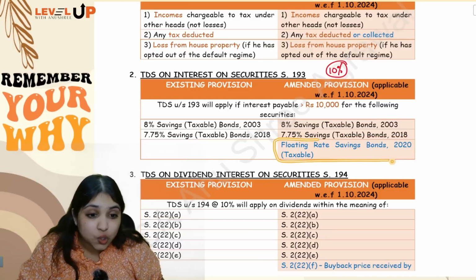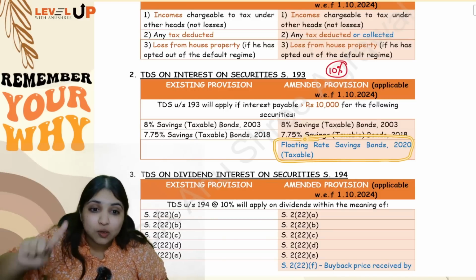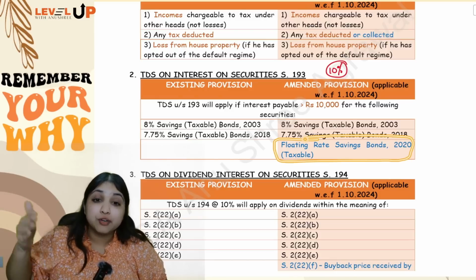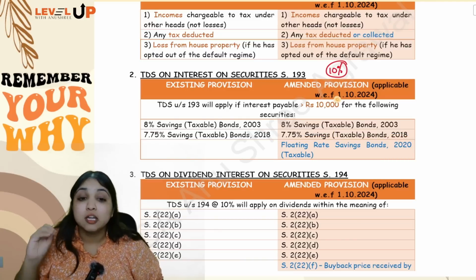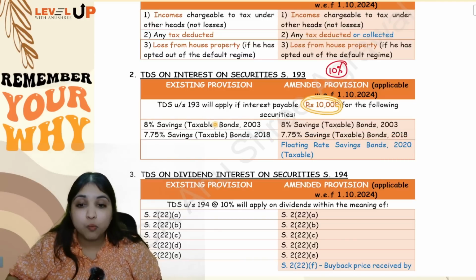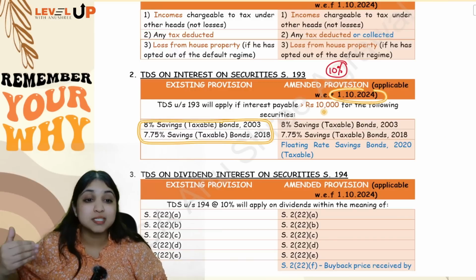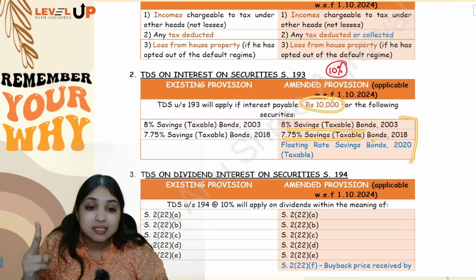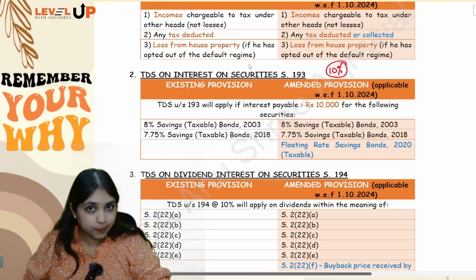But if the interest on these bonds your assessee is getting is on or after 1st October 24, then only you will see how much is the interest. Is it within 10,000 or more than 10,000? If it is more than 10,000, then only section 193 TDS will apply. Simple point, guys. Earlier this 10,000 limit was only for two securities. Now, from 1st October 2024 onwards, the same 10,000 limit is for three securities: 8% savings bond, 7.75% savings bond and floating rate savings bond 2020.